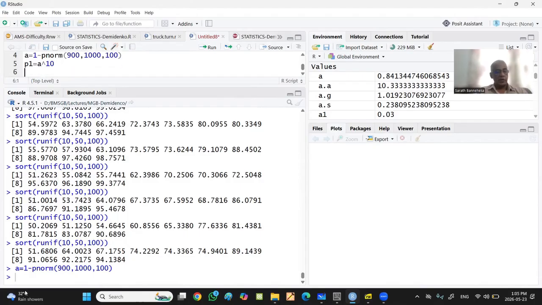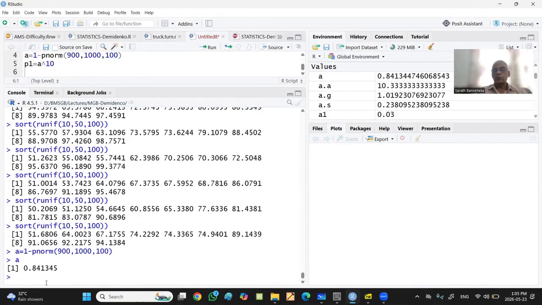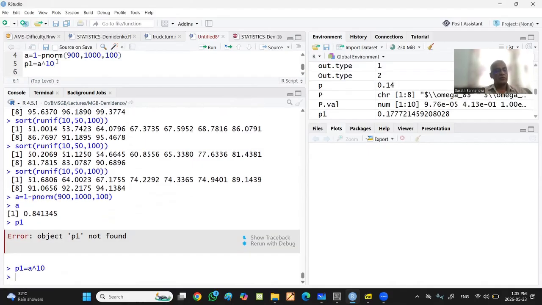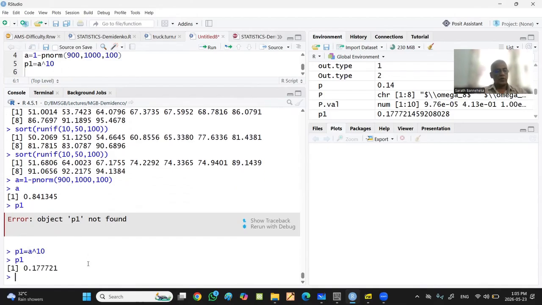So what is the value? Value A is 0.84. Right. And P1, this is the theoretical value. Okay, I didn't run this one. Okay, I run this one first. And then P1 is equal to 0.171. So that is the theoretical probability that all the bulbs will have at least 900 hours of lifetime.